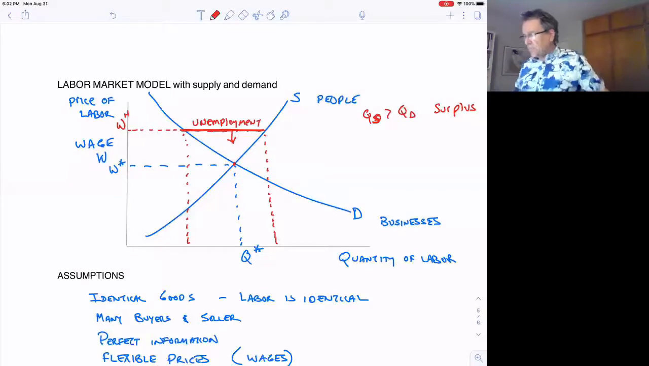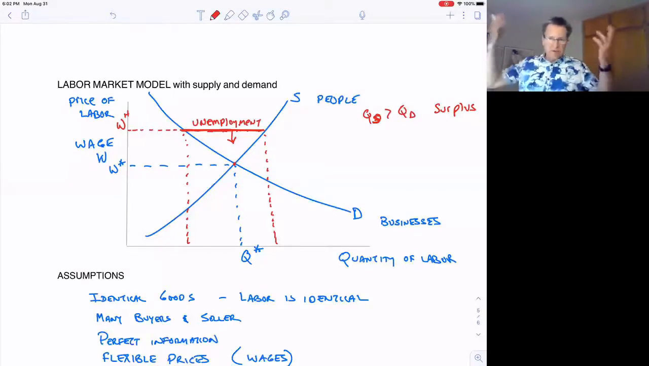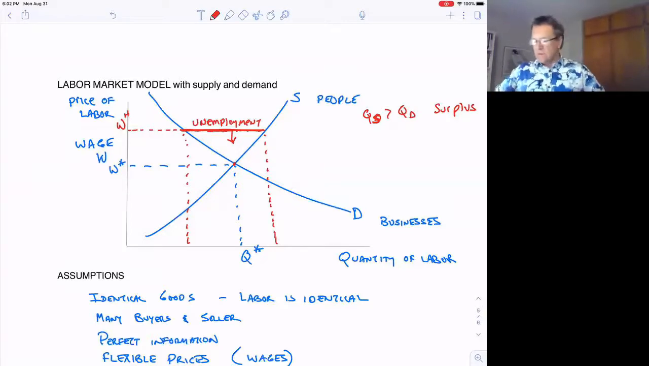Now, the economists of 100 years ago said the unemployment shouldn't last very long. Just do nothing, and the unemployment will go away on its own. The government doesn't have to interfere with the market. Wages are just too high and they need to fall.